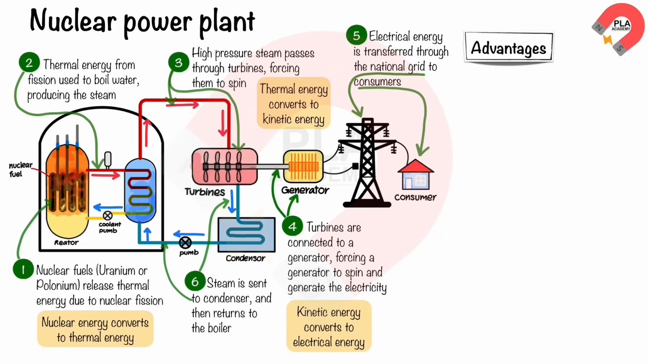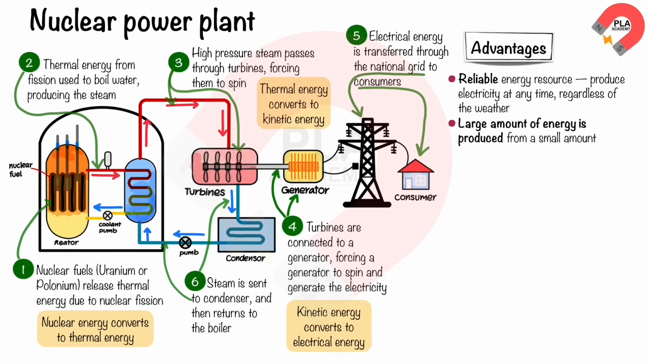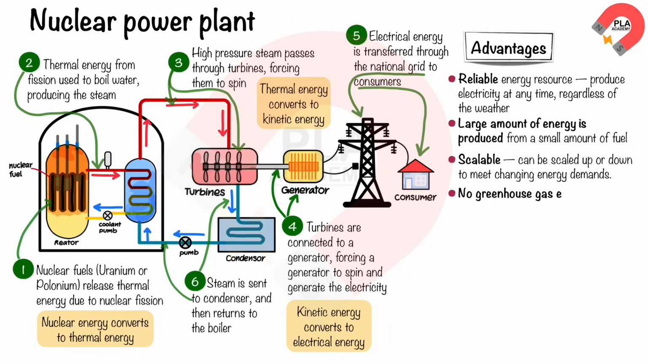Here are some of the advantages of nuclear fuel power plants. Reliable energy resource. Nuclear fuel power plants can produce electricity at any time, regardless of the weather. Large amount of energy is produced from a small amount of fuel. Scalable. Nuclear fuel power plants can be scaled up or down to meet changing energy demands. No greenhouse gas emissions. Nuclear power plants do not produce greenhouse gases or other pollutants.